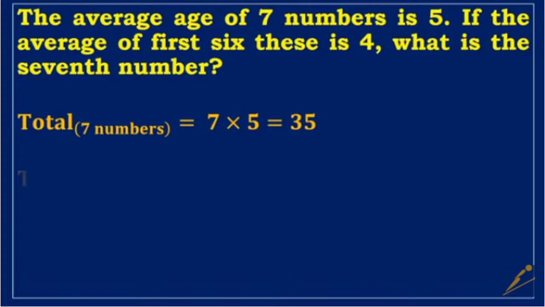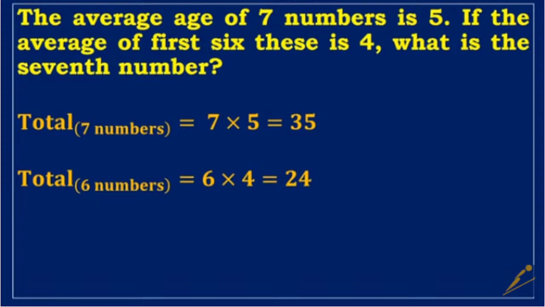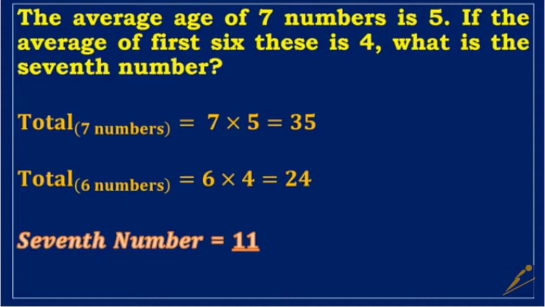Also, the average of the first 6 numbers is 4. We know that we can find the sum of the first 6 numbers is 6 into 4, which is equal to 24. Now we can subtract the sum of the first 6 numbers from the sum of all 7 numbers to find the 7th number. 35 minus 24 equals 11. So, the 7th number is 11.